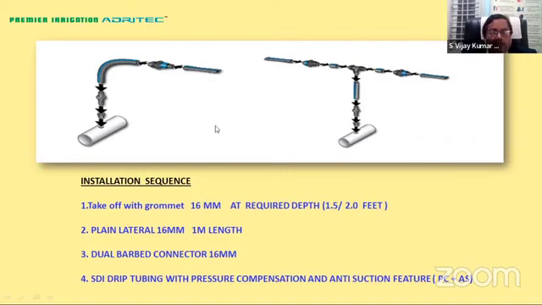And typically for subsurface drip irrigation, the most important part is the type of drip line tubing. The dripper will have to have a pressure compensation feature, which has a diaphragm inside, and it has to have an anti-suction and a pressure compensating feature, so that it will form a physical barrier for anything that will enter into that system.